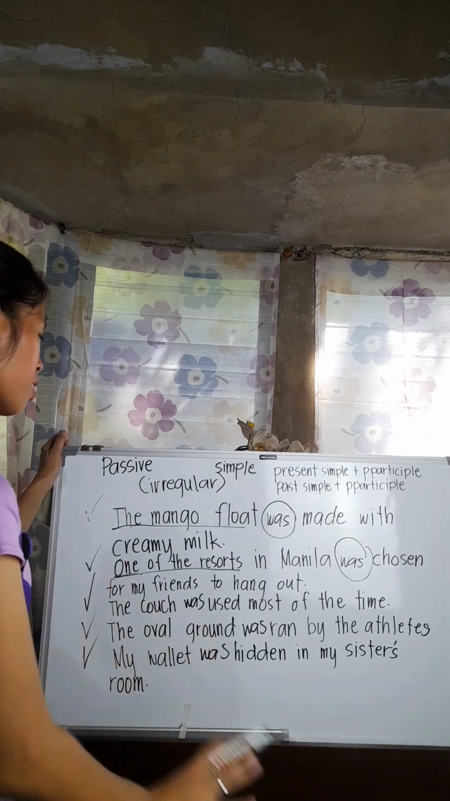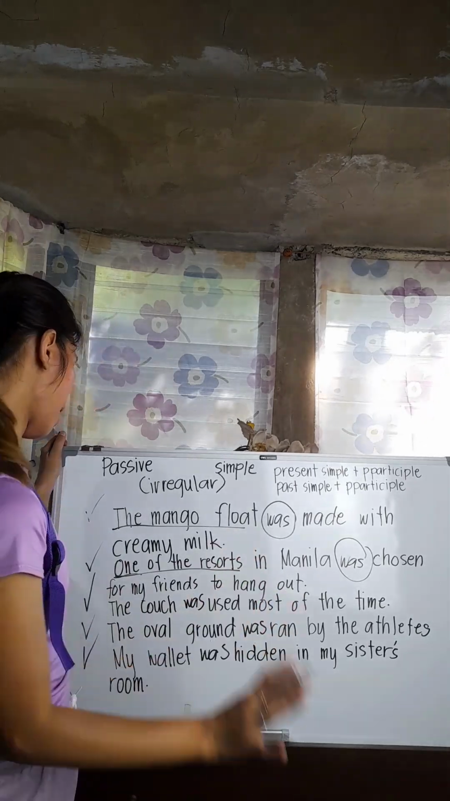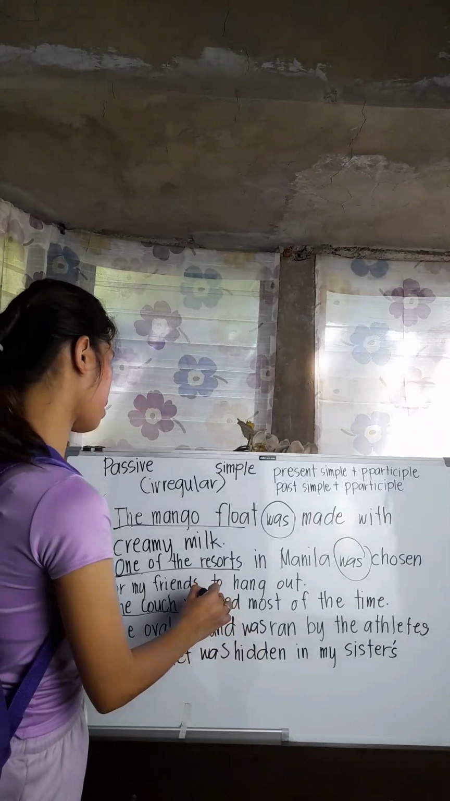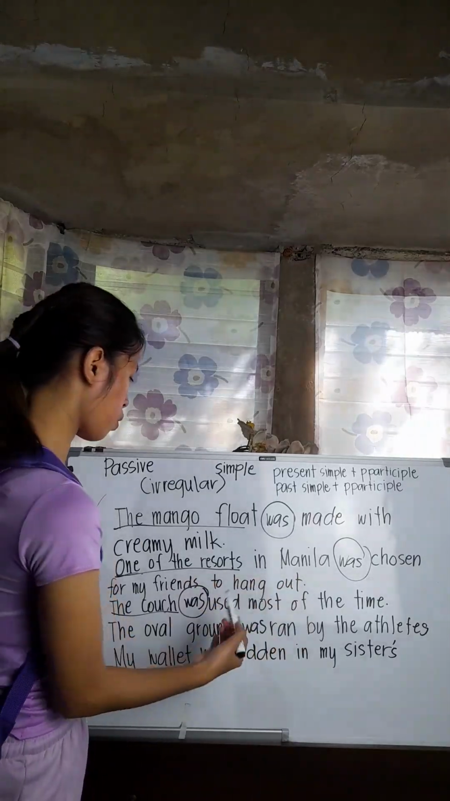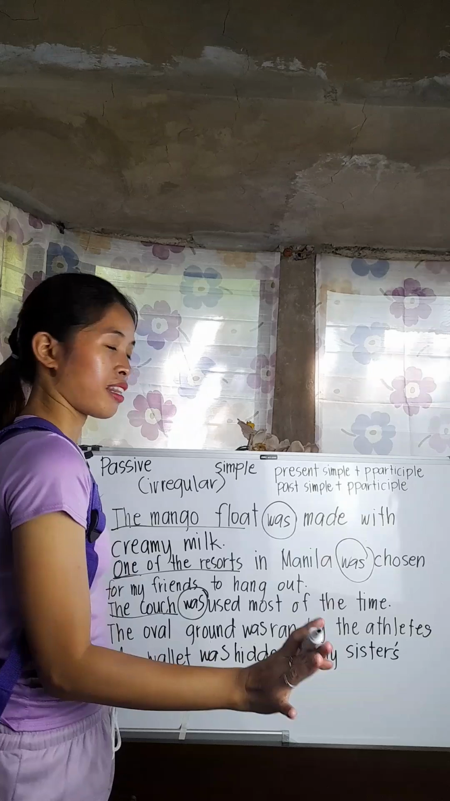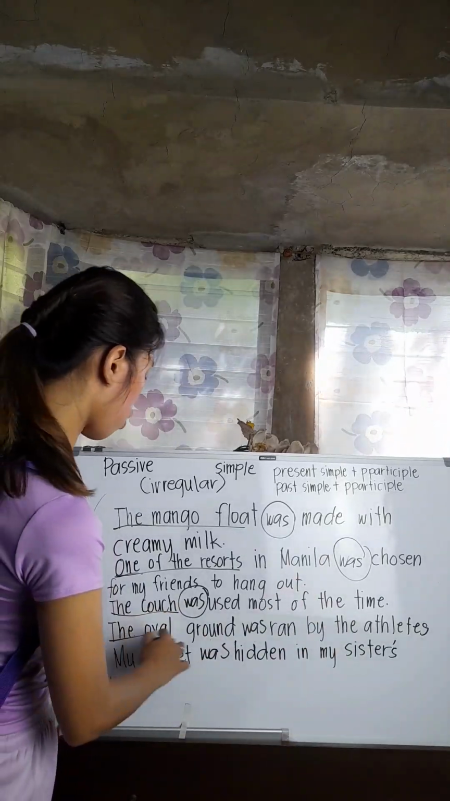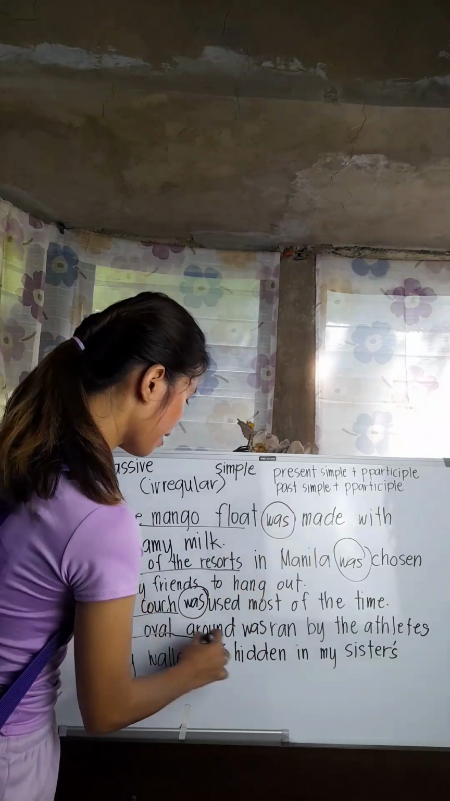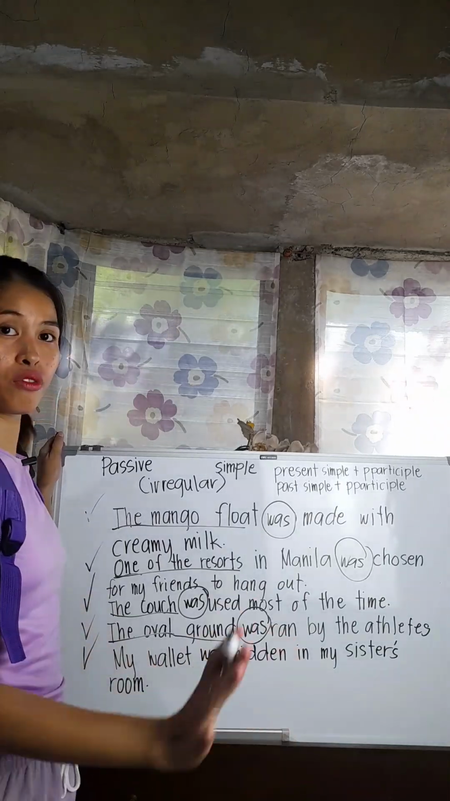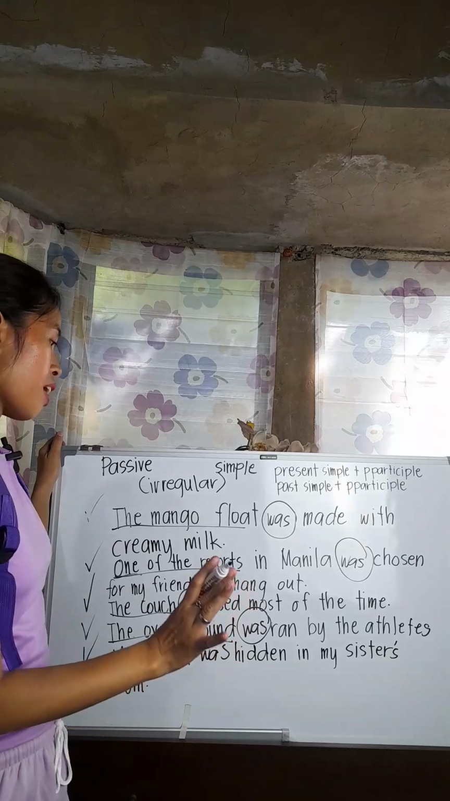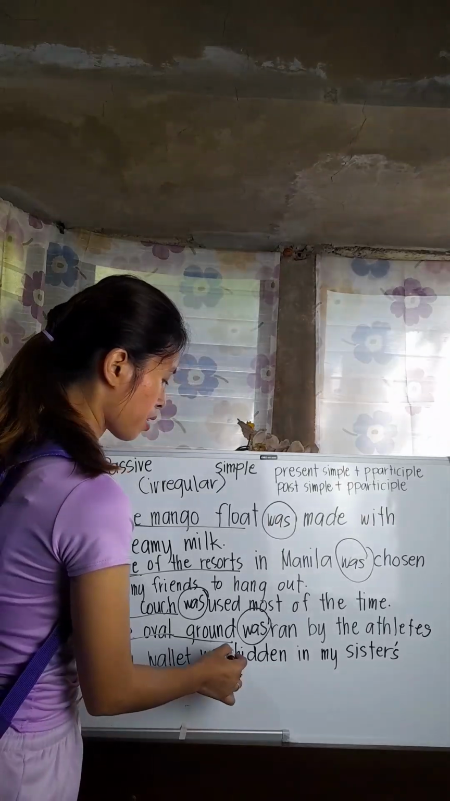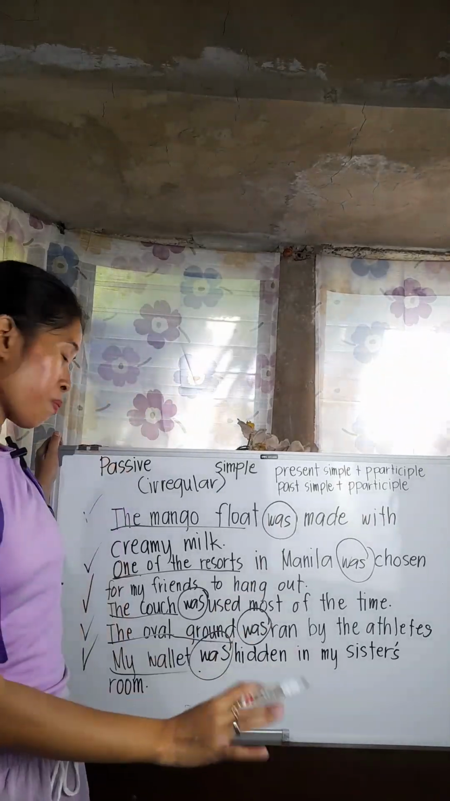For the third sentence, the couch was used most of the time. The couch as the subject. Past simple was, past participle used. For the fourth sentence, the oval ground was run by the athletes. The subject, the oval ground. Past simple was, past participle ran. For the fifth sentence, my wallet was hidden in my sister's room. The subject, my wallet. The past simple was. The past participle is hidden.